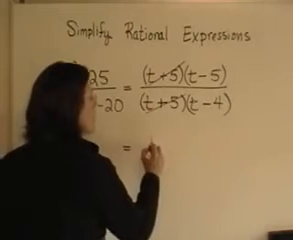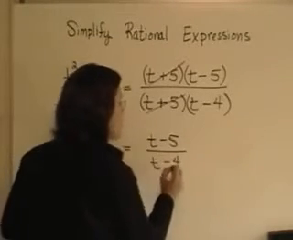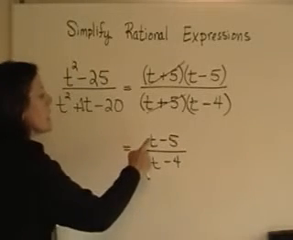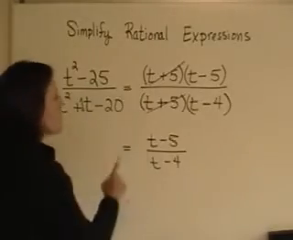And I'll remove those, and I'm left with t minus 5 in the numerator over t minus 4 in the denominator. Please do not cross those out. Those are not factors. It reads t minus 5. It doesn't read t times anything. That's when you can reduce. It's when you've got multiplication.